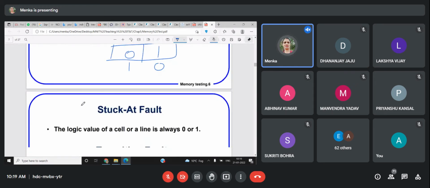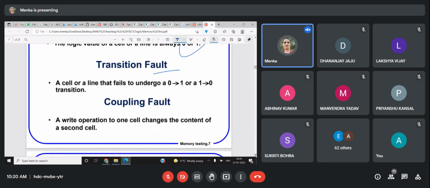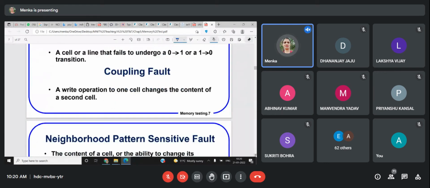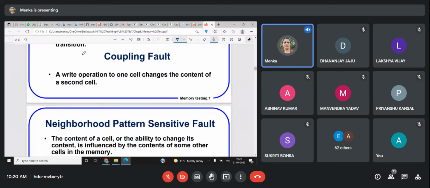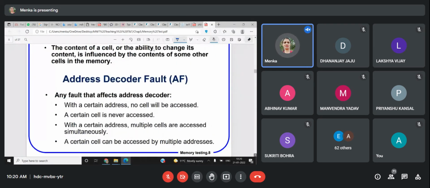First we will start with stuck-at fault. Stuck-at can be a stuck-at 0 fault or a stuck-at 1 fault. It can be anywhere. Transition fault is when the bit is going to change from 0 to 1 or 1 to 0. Coupling fault is when the second cell's contents automatically change when you write to a cell. Neighborhood pattern sensitive: the content of the cell, or its ability to change its contents, is influenced by the contents of some other neighborhood cells in the memory. So that is the neighborhood sensitive fault.